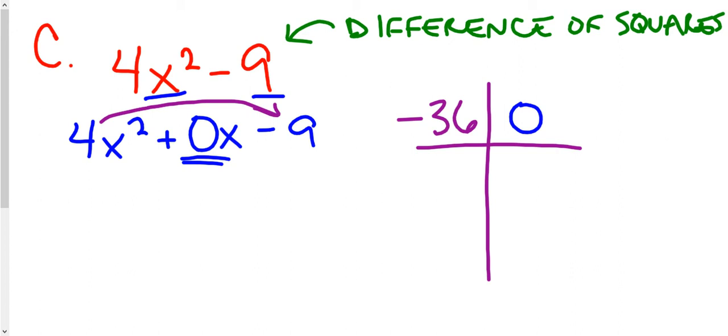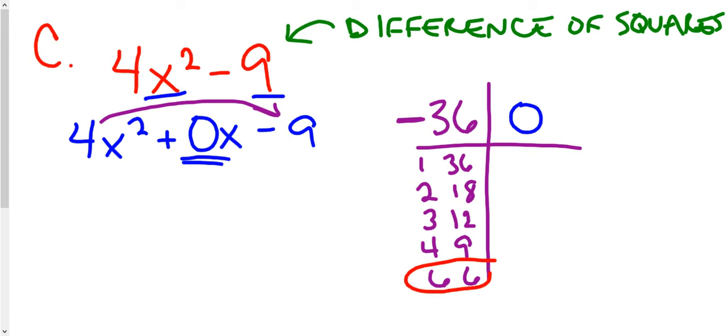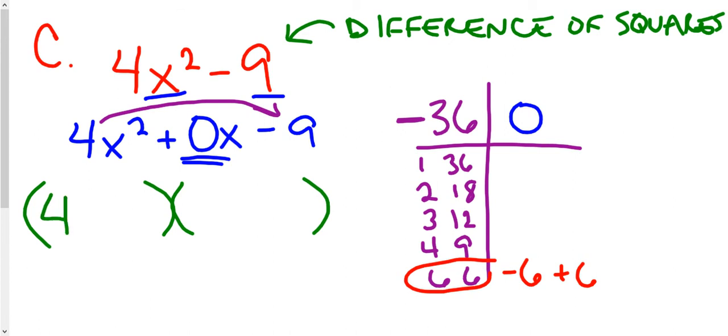We can find the factors by finding the factors of 36: 1 and 36, 2 and 18, 3 and 12, 4 and 9, and 6 and 6. Now we have a negative 36, which means our factors have to be opposite signs, and the two numbers with opposite signs that add to 0 would be 6 and 6. We have a negative 6 and a positive 6, and those would add to 0 and multiply to negative 36. So those would go inside my factored form, and again I would put 4x in both factors. One of them would get the positive 6, and one would get the negative 6.